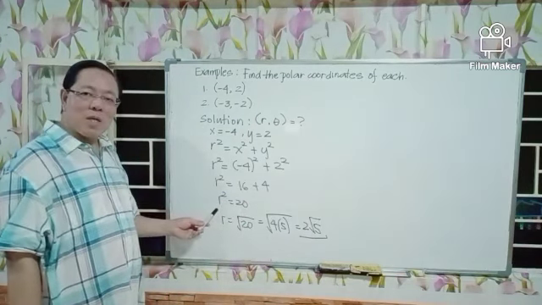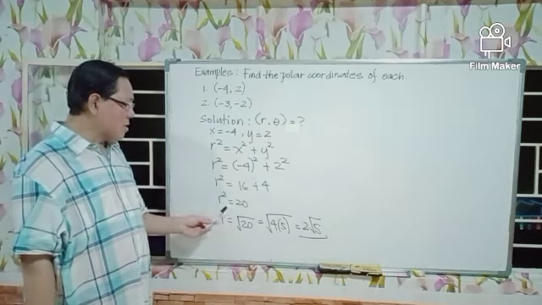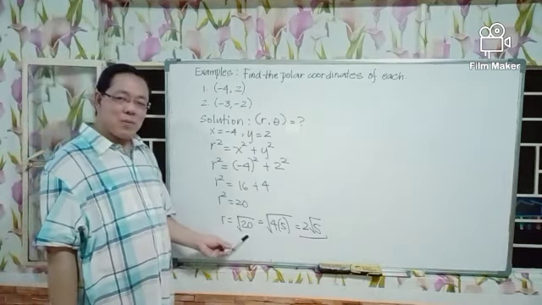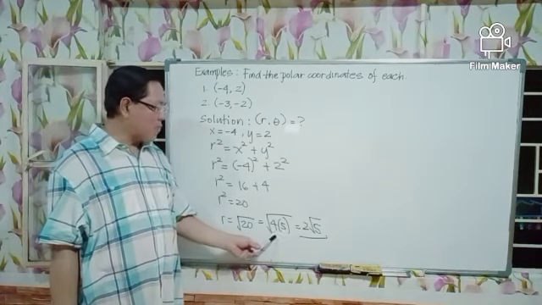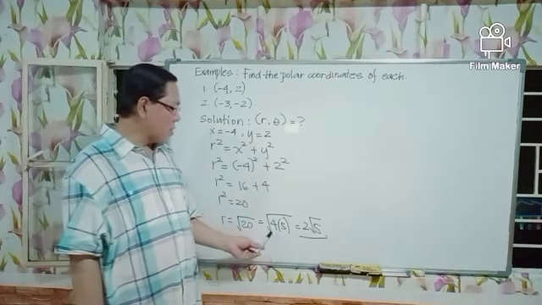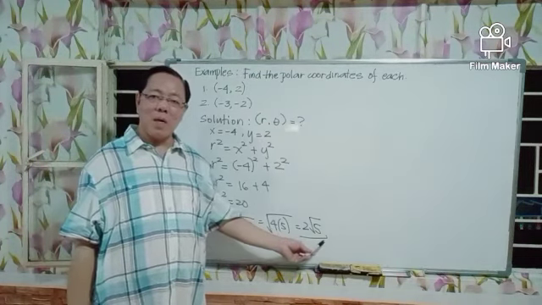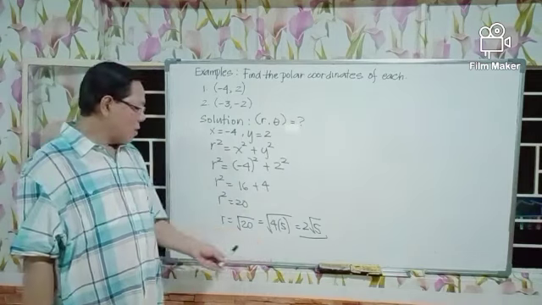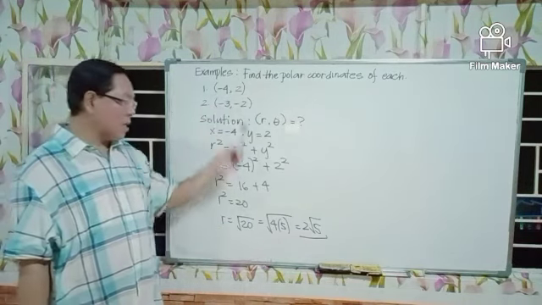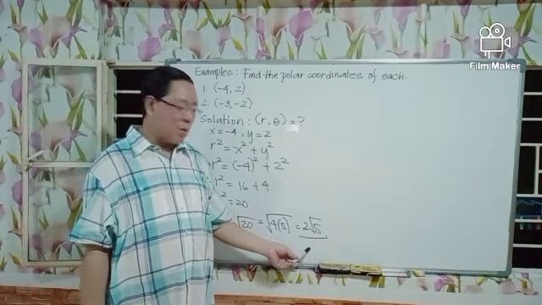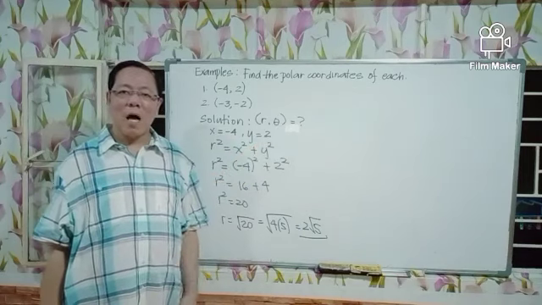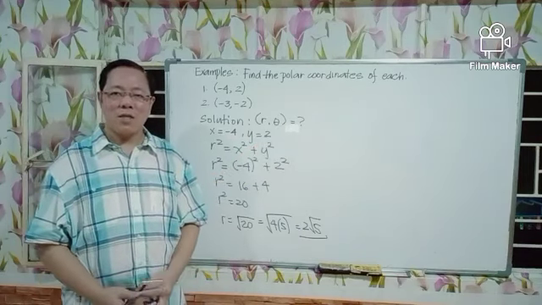And to get r, we extract the root of both sides. The square root of r squared is r. And we take the square root of 20. 20 can be written as 4 multiplied by 5. And we can extract the root of 4. The square root of 4 is 2, multiplied by the square root of 5. Therefore, the radial coordinate of the point with this Cartesian coordinate, r, is given by 2 times the square root of 5. Now we find the angle theta using tangent.